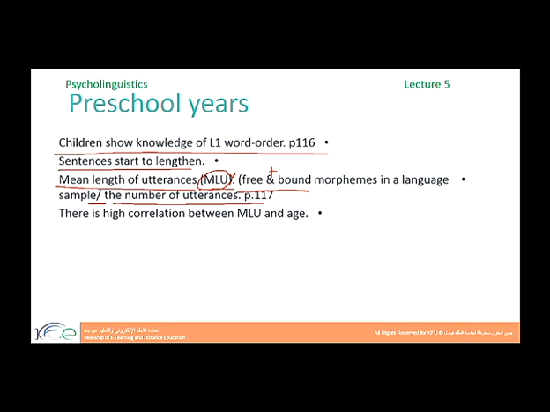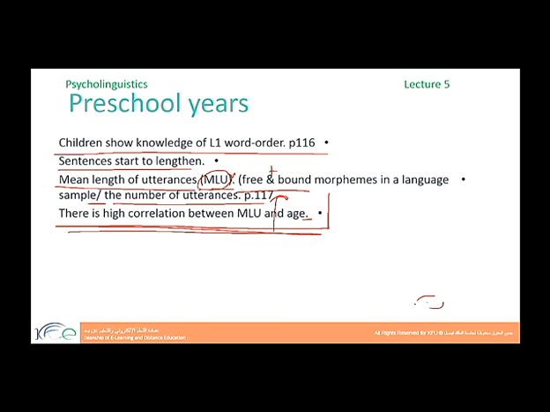If MLU is low, then the child is not that fluent, and sentences normally are shorter. And of course, there's a high correlation between MLU and age. What does that mean? It means that as we grow older, MLU also increases.